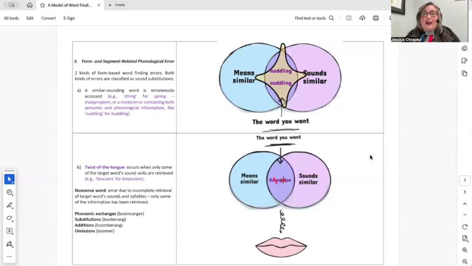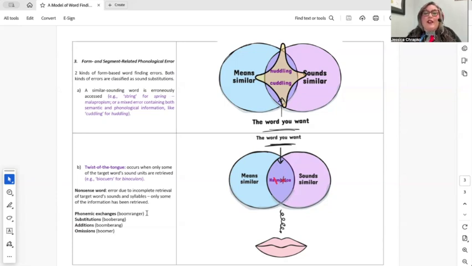And the last error that we have is the twist of the tongue, which means we have appropriately accessed the grammar features and we have accessed at least some of the sounds, but when it goes to get executed to the motor plan, we can either come out with phonemic exchanges. If we look at the word boomerang, a phonemic exchange would sound like boomranger. You could also result in substitutions. Instead of boomerang, it could come out booberang. You could have additions like boomberang or omissions, boomer.